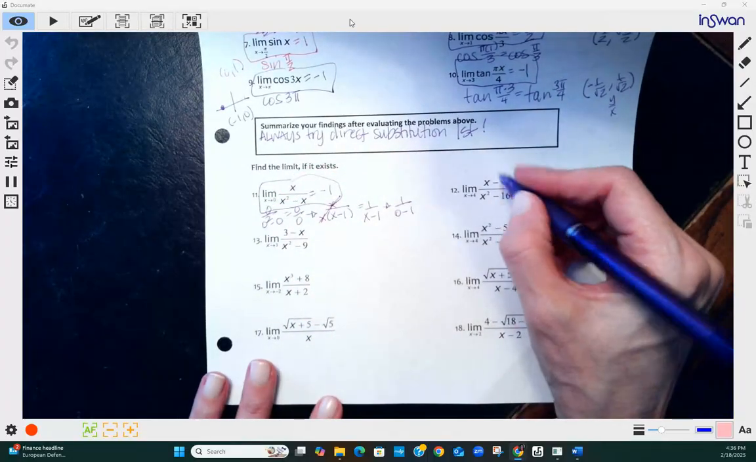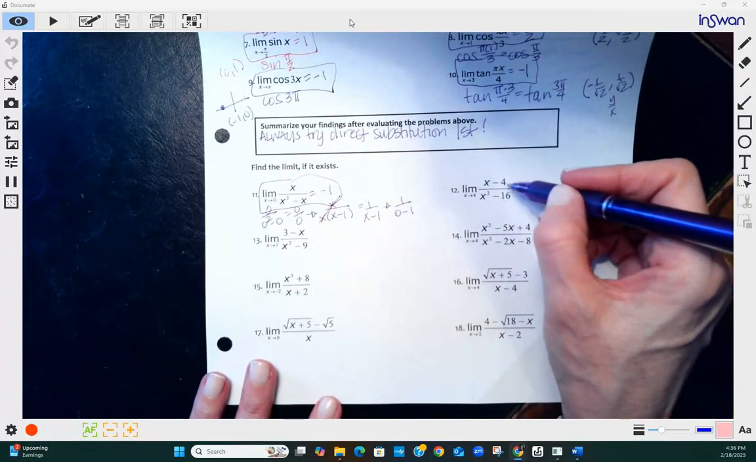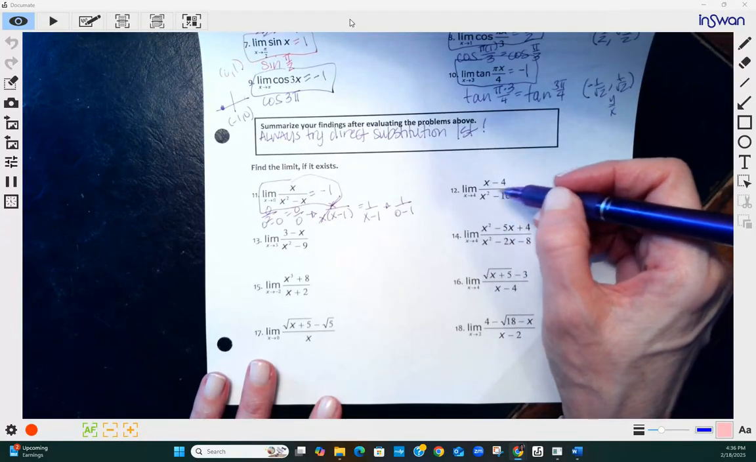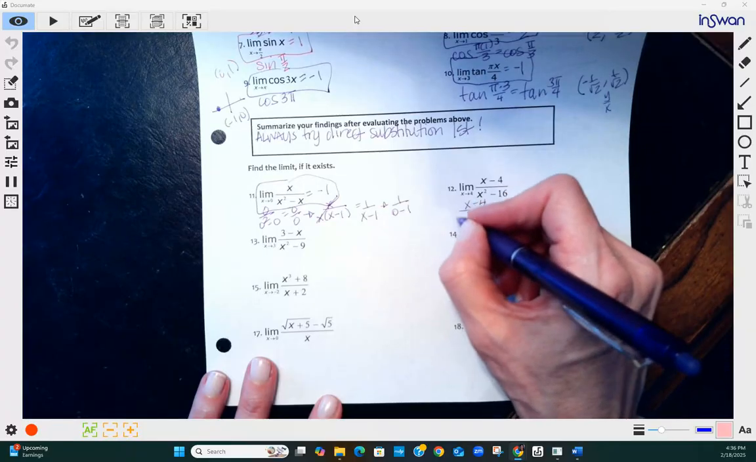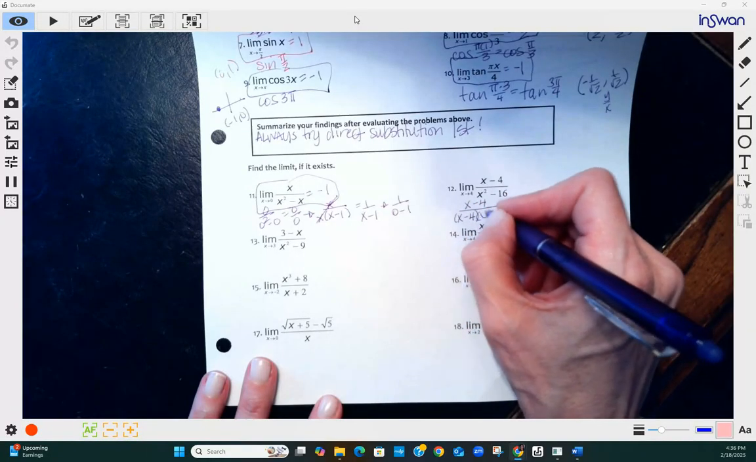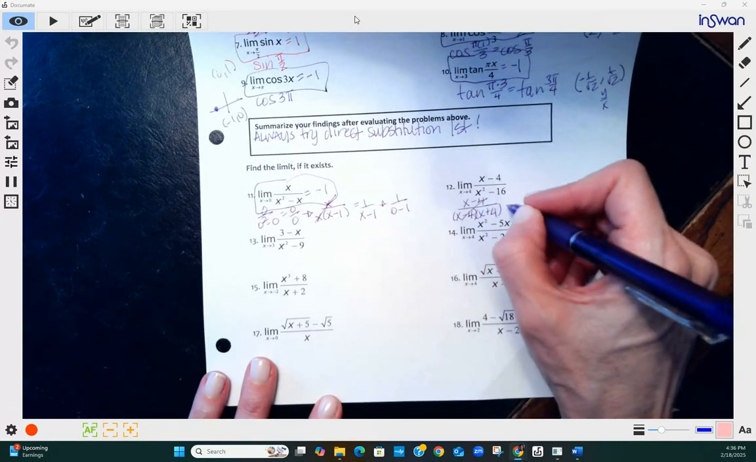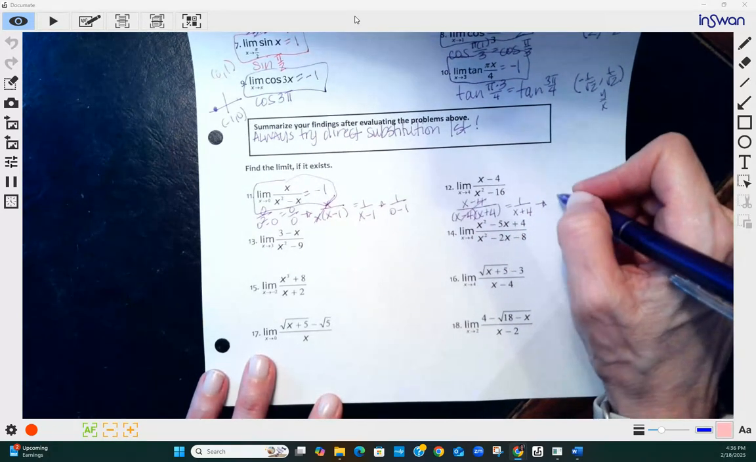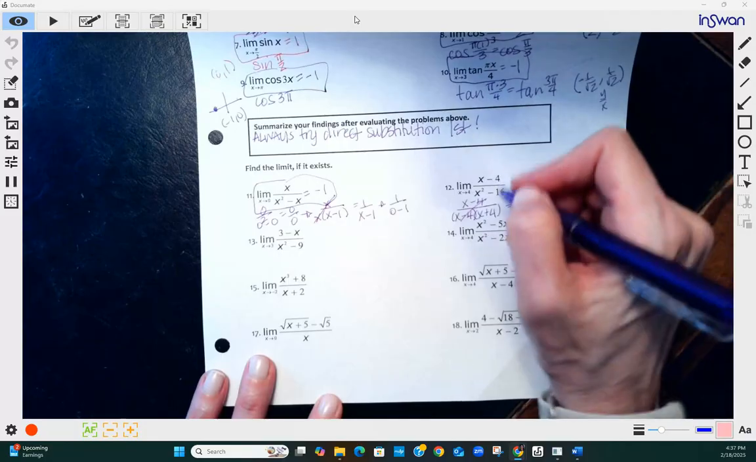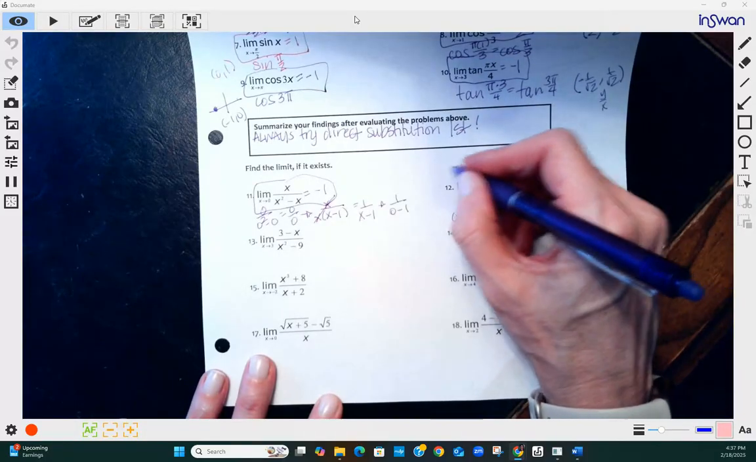Let's try that here. If you try and directly substitute, you'll get 0 over 0, 4 minus 4 over 4 squared minus 16. But if you factor the difference of squares, you can reduce to 1 over x plus 4. Try direct substitution again, and our answer is 1/8.